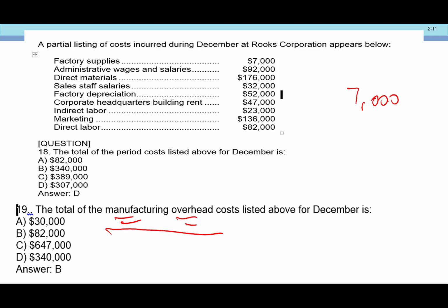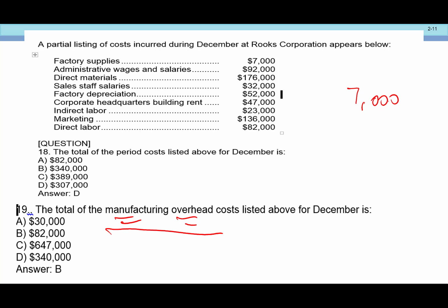The 7,000 is going to be what? Is going to be indirect. Factory supplies, by their very nature, are things that are smaller, paper towels type thing, whatever, right? Shop rags, whatever. So that's going to be too difficult to trace, so we'll treat it as an indirect.